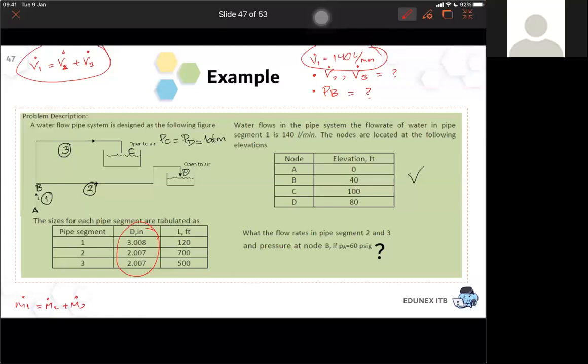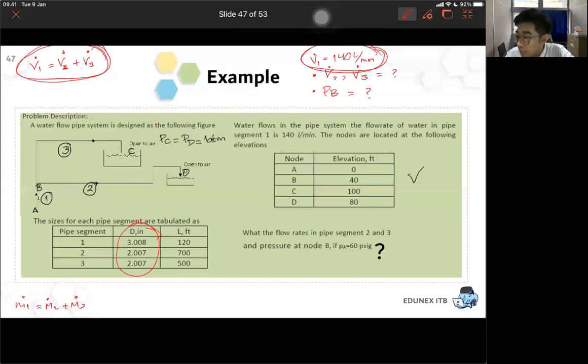Should you count the pressure drop, sir? No need, right? Just see this one. You already have the value of volumetric flow rate at pipe segment 1. You know the formula of the mass balance equation. You have the data of the pipe. Please pay attention carefully. How much is Q2 and Q3?